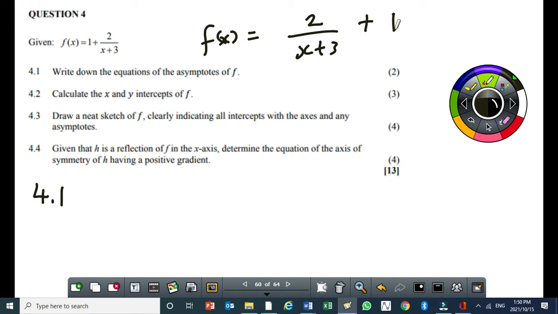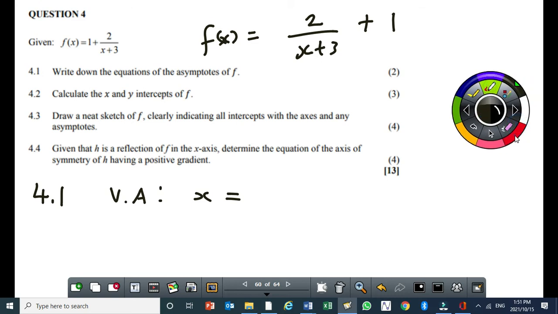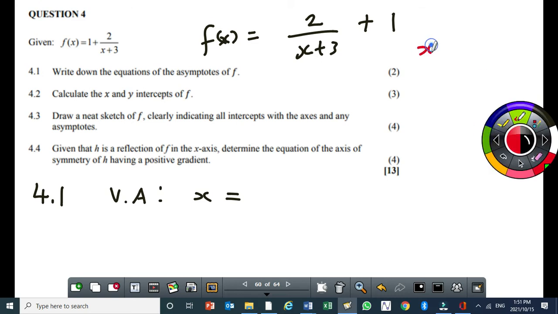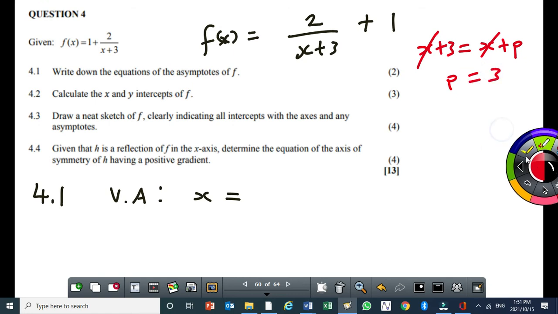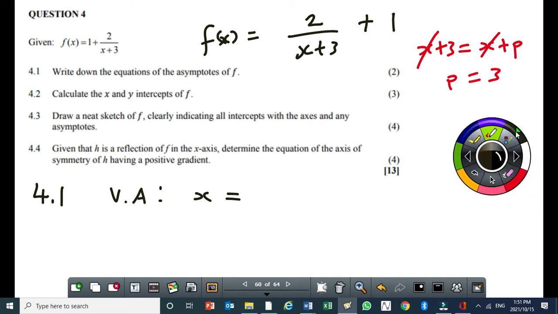Right, so the vertical asymptote, the equation will be x equal to. Now, remember what I told you, with regard to the vertical asymptote, x plus 3 is going to be equal to x plus p. Therefore, p is going to be 3. But the general equation is x equal to minus p, which means our equation is going to be x equal to minus 3. That's the equation of the vertical asymptote, x equal to negative 3.